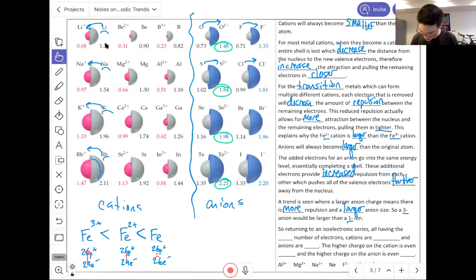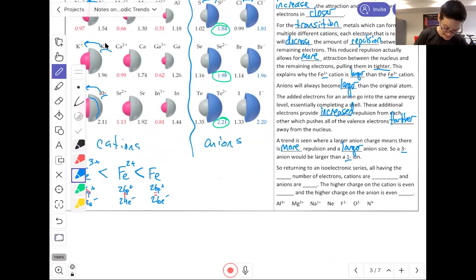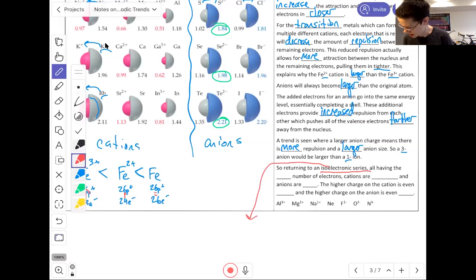So the last thing to look at here is comparing what is referred to as an isoelectronic series. I used that term before, but you may not remember it. Anybody remember what isoelectronic means? No. Yeah, that's totally fine. Iso is a prefix that means same. So these are the same number of electrons.